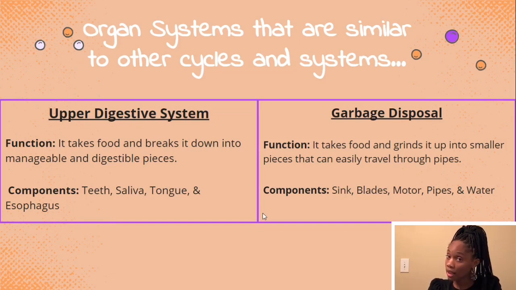Now, if you're going to use the garbage disposal, of course with your parents' permission, you definitely need to make sure you turn the water on when you turn on the garbage disposal, because that water is going to help break down that food easily. All right, so how are these two systems similar? Well, they both break down food, and they both are comprised of different components that work together for the system to work properly.